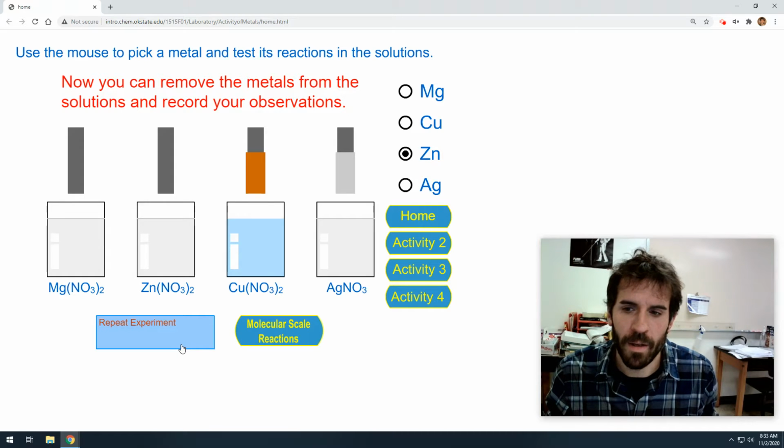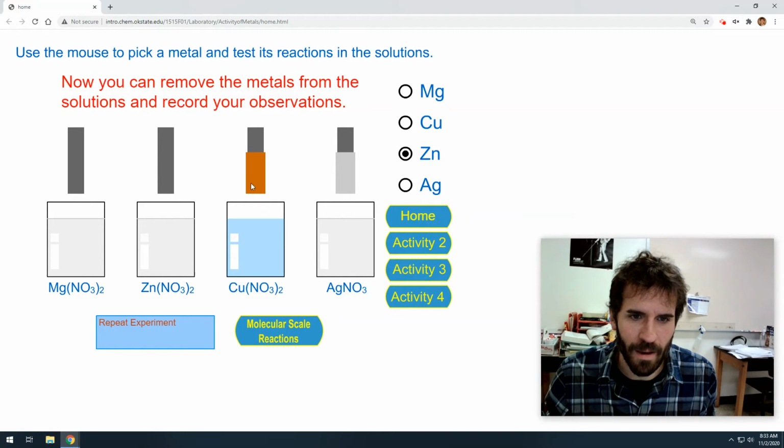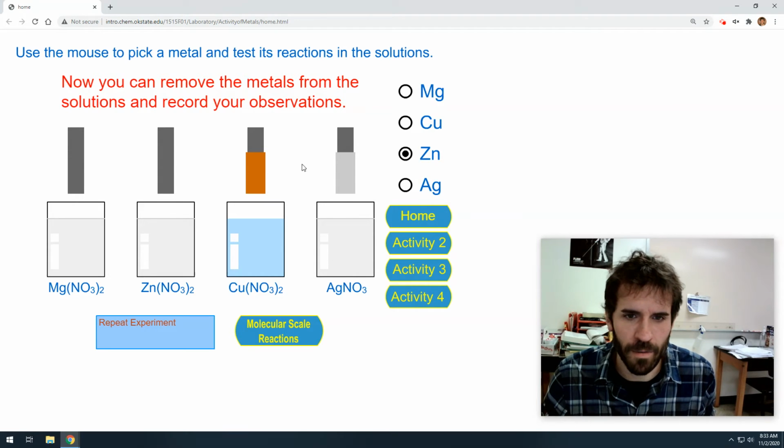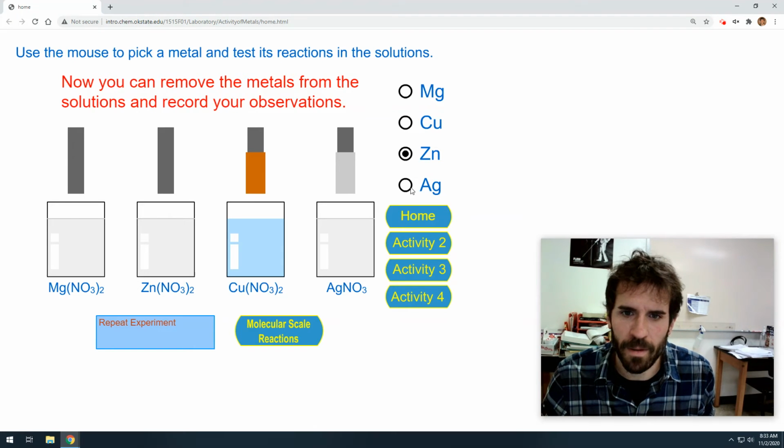I would also record what colors you're noticing, because that gives us an idea of what solid metal we have on the surface of this. This is zinc right here, and we seem to have gained some mass and plated on some metal here. What metal is that? And the color gives us a clue. Same with here, okay? And then finally, we're going to try with the silver.